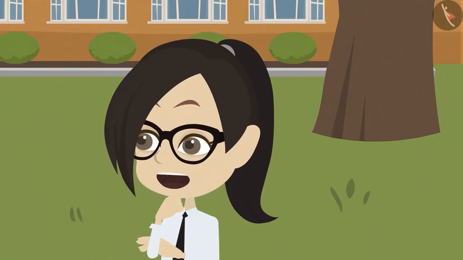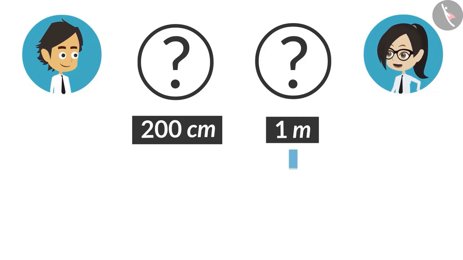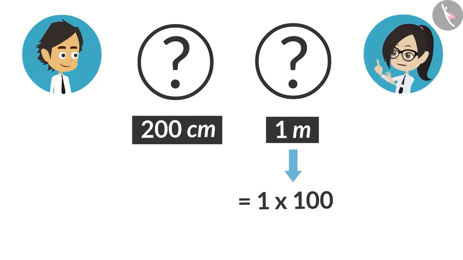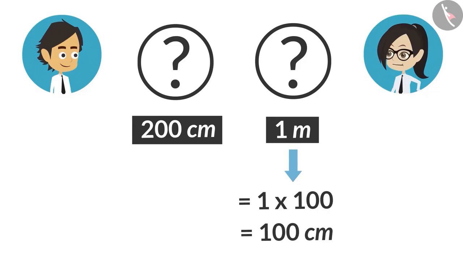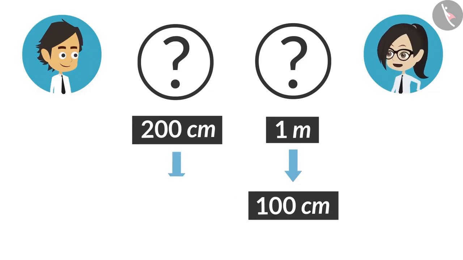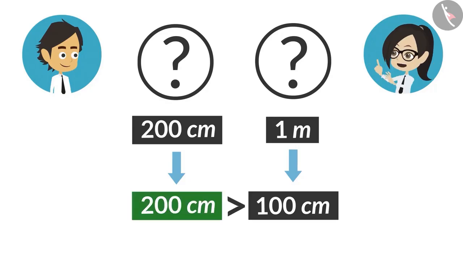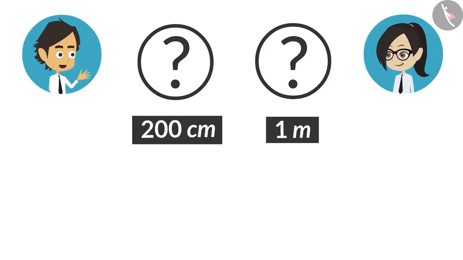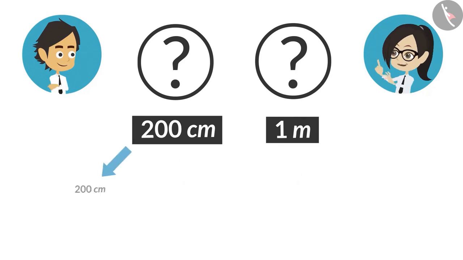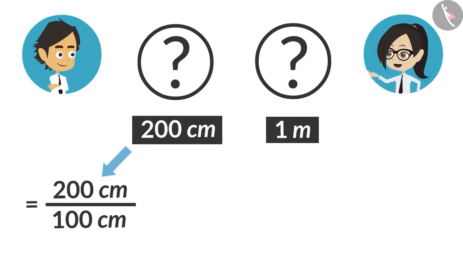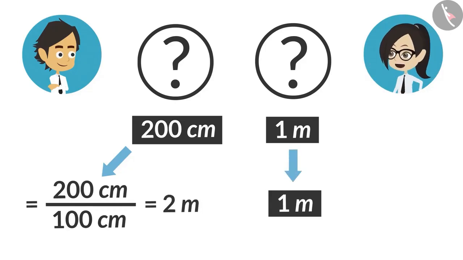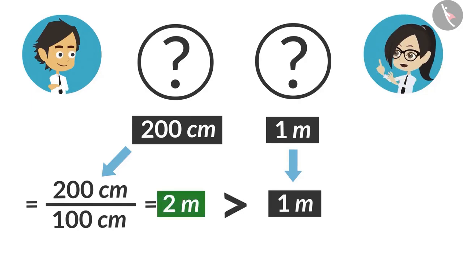Okay, now I understand. To convert a meter into centimeters, we will multiply it by 100. So we can write it as 100 centimeters. Now if we compare 100 centimeters with 200 centimeters, then we can tell that 200 centimeters is bigger. Now convert 200 centimeters into meters and see. 200 centimeters divided by 100 gives 2 meters. Yes, even now you can compare 1 meter and 2 meters and say that 2 meters is bigger.